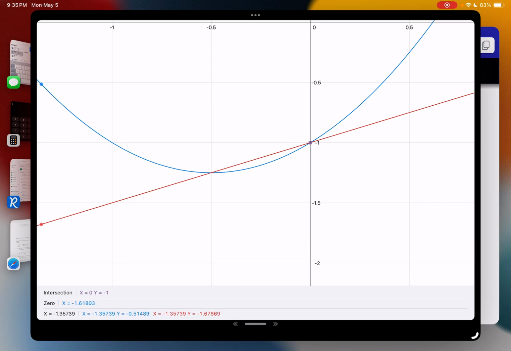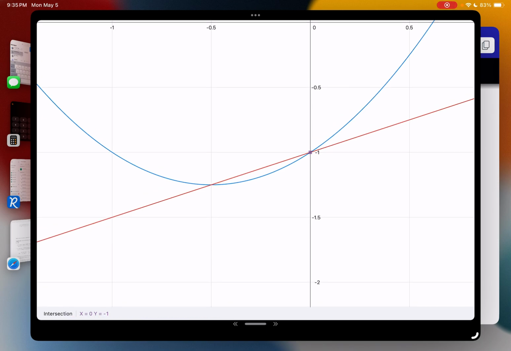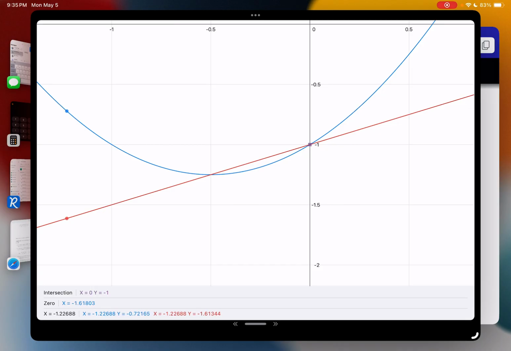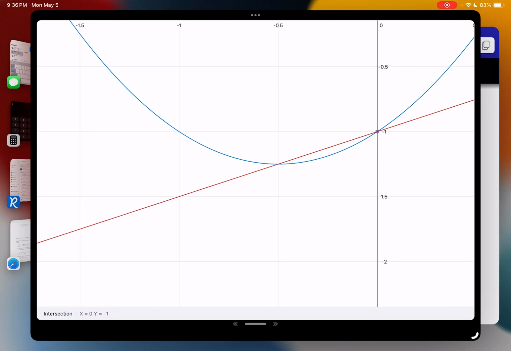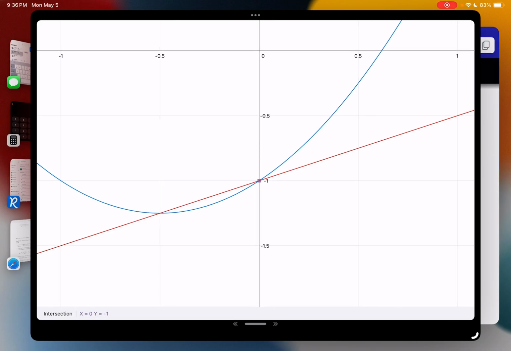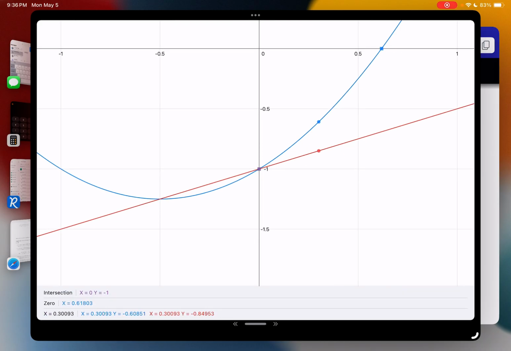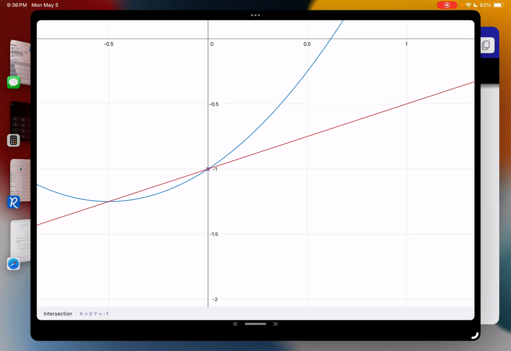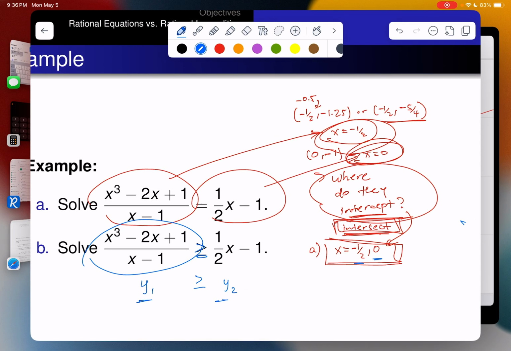So I would say the blue one is bigger from -infinity up to -1/2. And then from -1/2 to 0, the red one's bigger. And then you get here, the blue one's bigger again from 0 to infinity. So the question is when is the blue one, the y1 equation, which is this complicated looking thing.